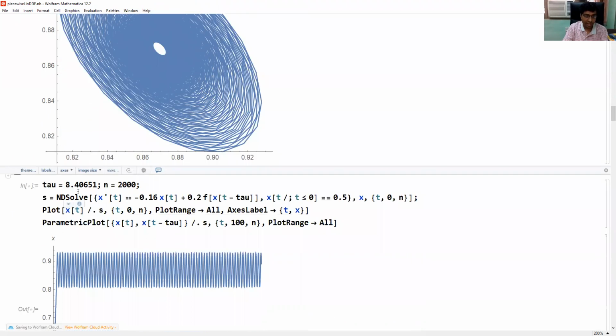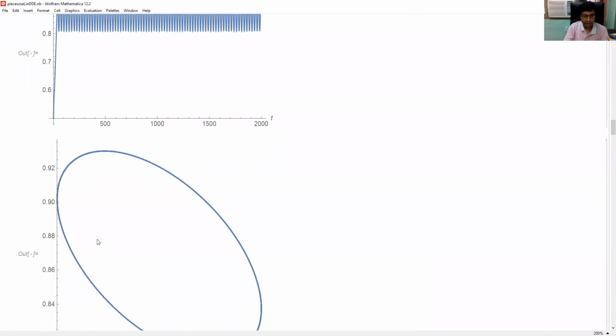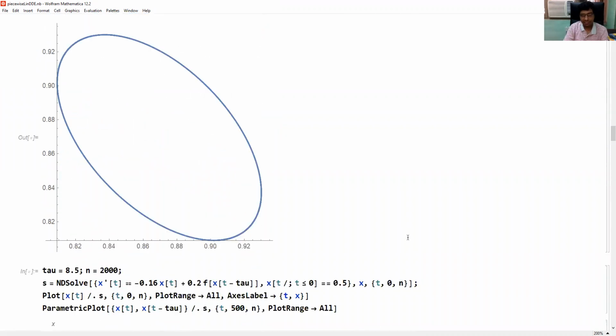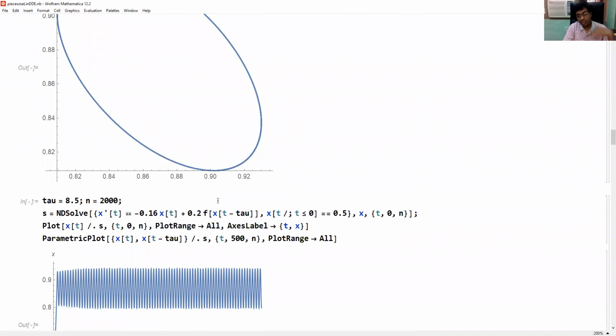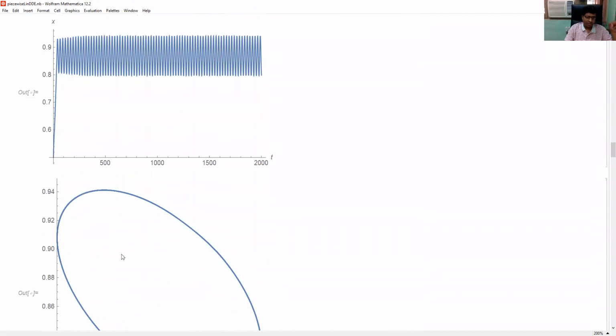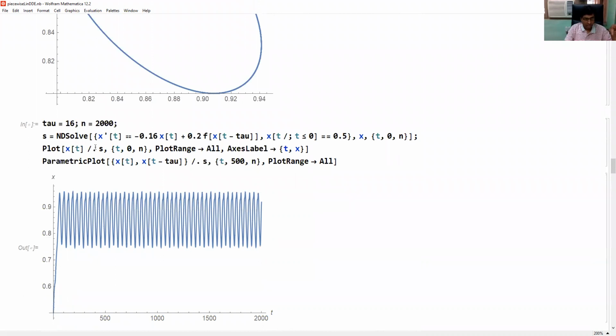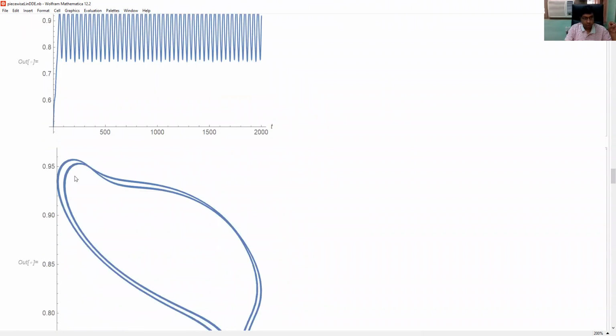Now what happens when we take tau equal to 8.40651? You can see that we are getting periodic behavior, and in the phase plane, x of t versus x of t minus tau, it will give a closed orbit. So this is called a limit cycle. If we increase this value, say 8.5, 8.6, and so on, again we are getting this periodic behavior. If we take tau equal to 16, then we get period 2. So it is called period doubling.